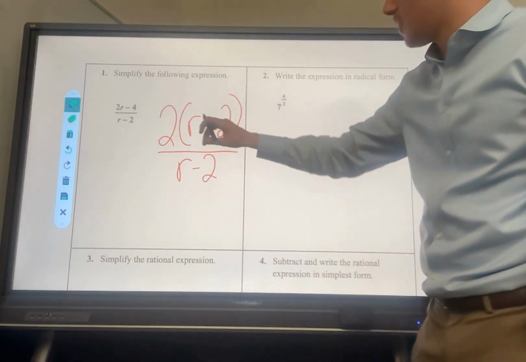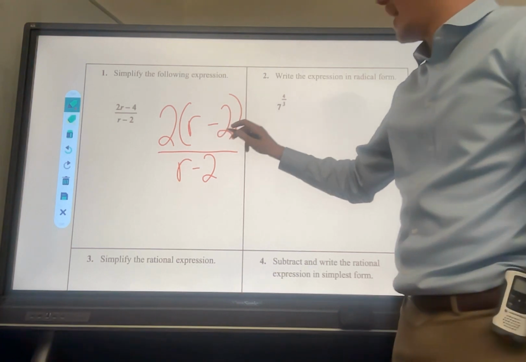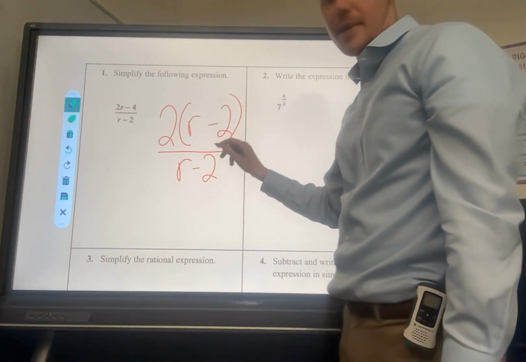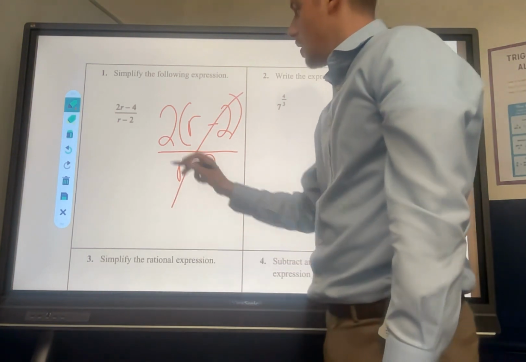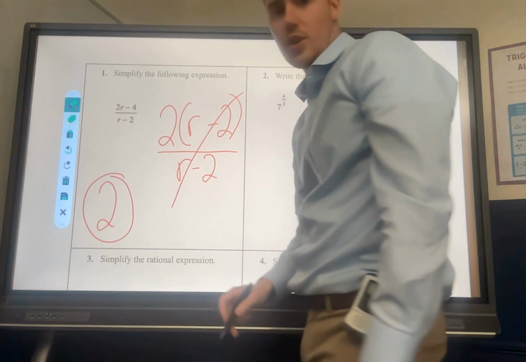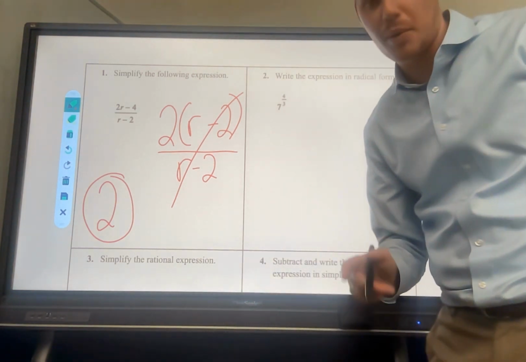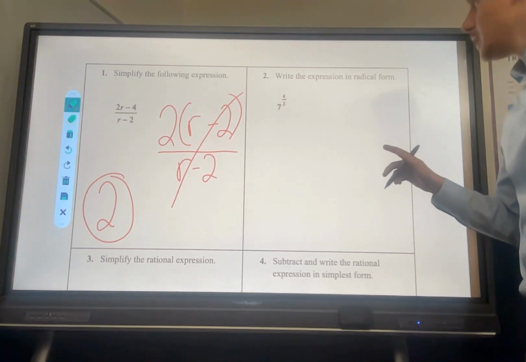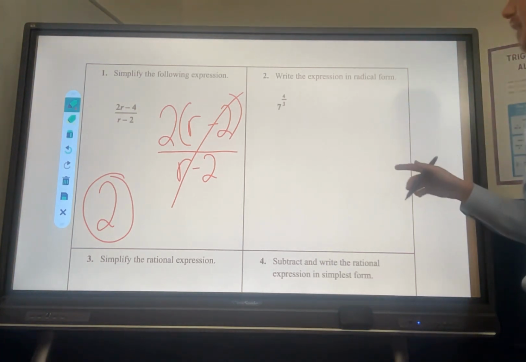And so once we've factored out that 2 from the top, we can go ahead and simplify it. So r minus 2 in the numerator and denominator, they cancel out. Our final answer is just what we're left over with, which is 2, circled here. That's the answer for number one. It's just 2. Moving on to question 2 here, which says write the expression in radical form.